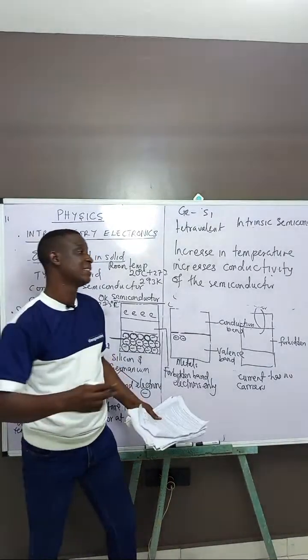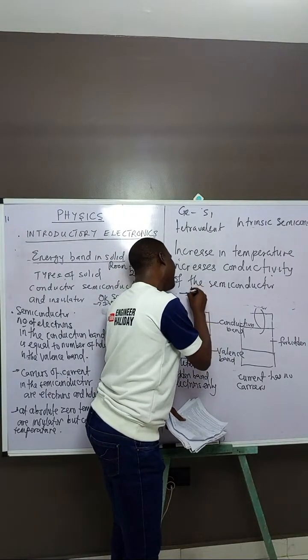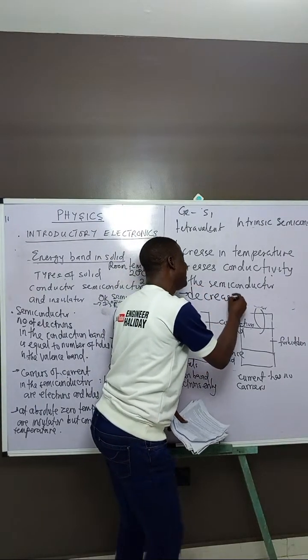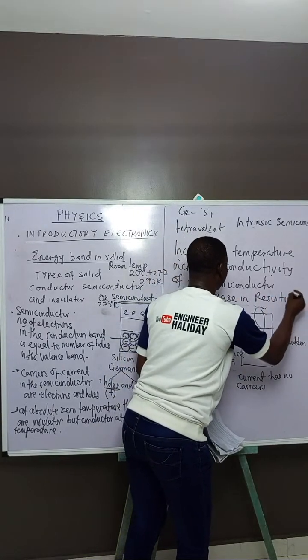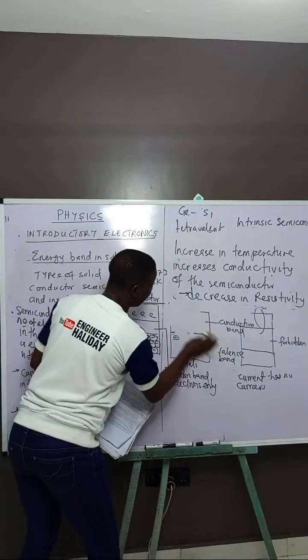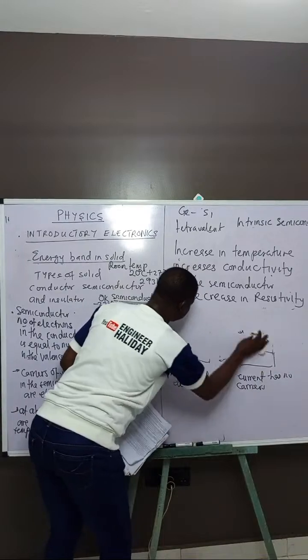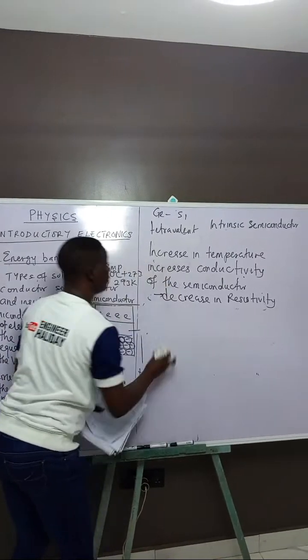And in that case, what we are going to have is a decrease in resistivity. A decrease in what? In resistivity. That's what we are going to have when you are talking about a semiconductor, such as silicon and germanium.